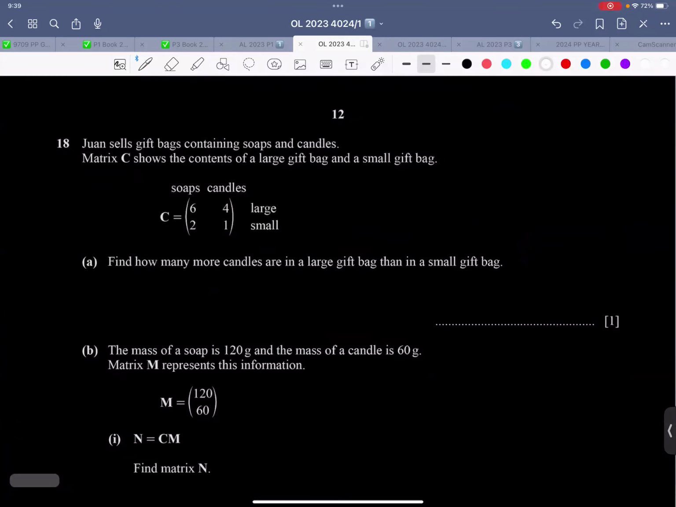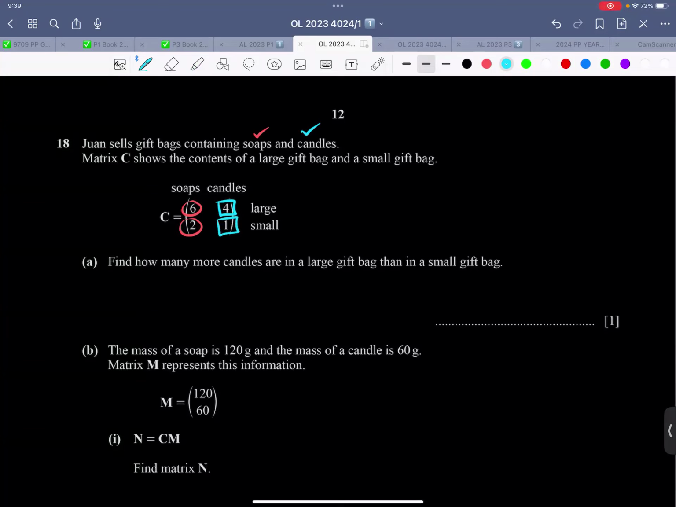Question number 18. Joanne sells gift bags containing soaps and candles. So there are soaps, there are candles. So this is soap, candle, soap, soap. And this one is candle, candle. Let me just erase this. So this is candle, this is candle.